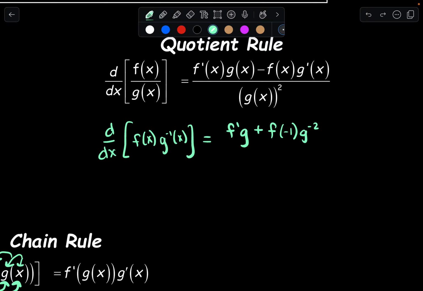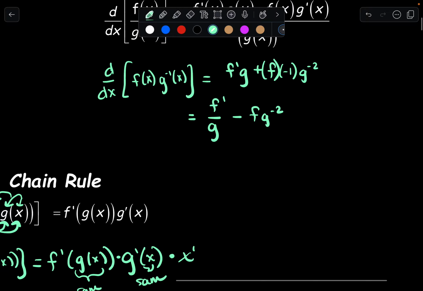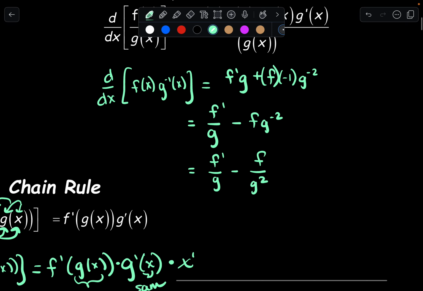So if we keep going, I'm going to rewrite this as f prime over g. And then that negative 1, I know that looks like f of negative 1, but we're multiplying here, so I'll do it like this. I'm going to do minus f times g to the power of negative 2. Okay. So I know that's a very tiny step, but I want to make sure that we are seeing where this is coming from. So now I have f prime over g. This is going to be minus f over g squared.